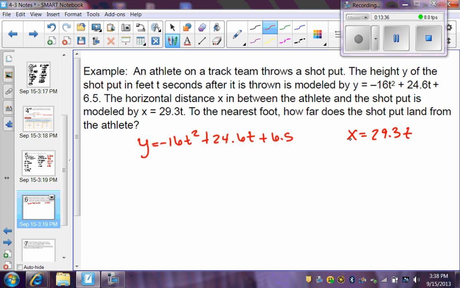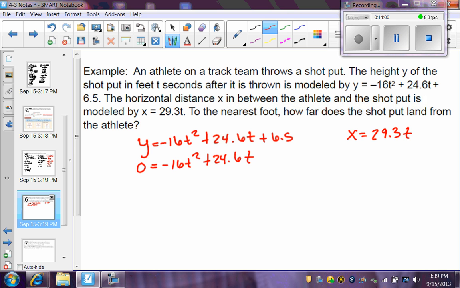Well, how far is a distance, so it's wanting the horizontal distance, which is x, but you can't find x without knowing t. So the first step is to go back to the equation y equals negative 16t squared plus 24.6t plus 6.5 and solve this for t. So we're going to set this equal to 0.